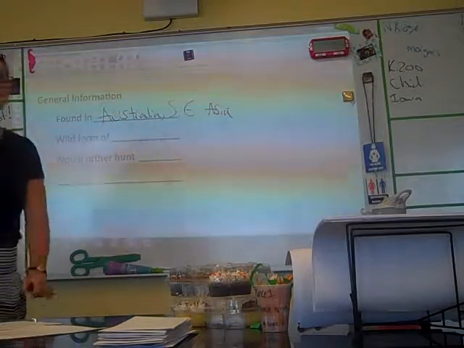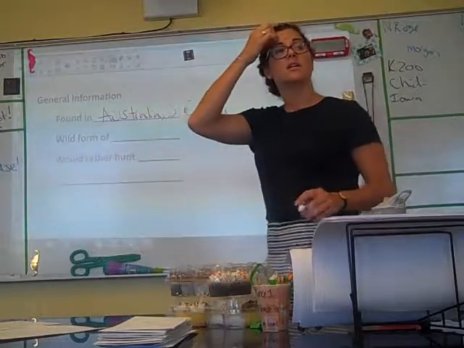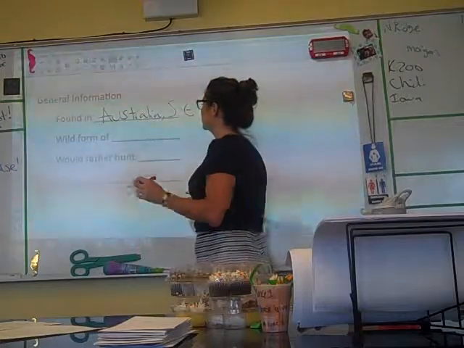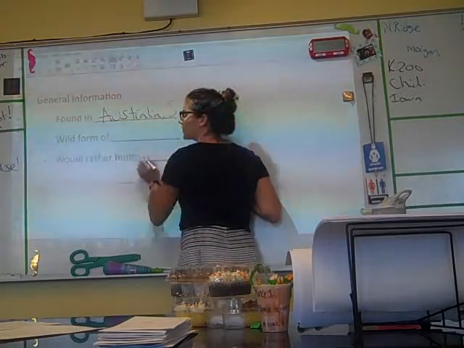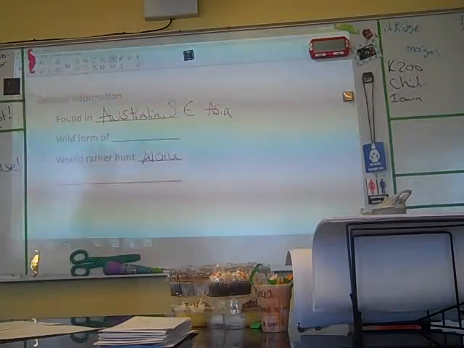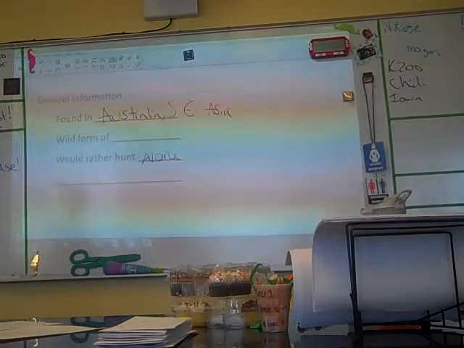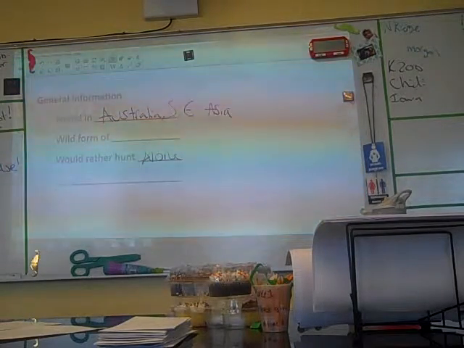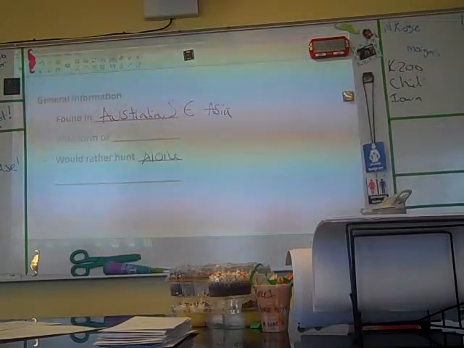Good. What does solitary mean? Jared. Alone. Yep, like solitaire is a game you play by yourself. Solo. Alone. Okay. So would rather hunt alone. Keep going. Someone else. Elena, go ahead. Dingoes are a type of wild dog. They have a body length between 72 and 110 centimeters, or 28 to 43 inches. A tail length between 21 and 36 centimeters, or 8.5 to 14 inches. And they weigh between 9 and 21.5 kilograms, or 20 to 47 pounds.